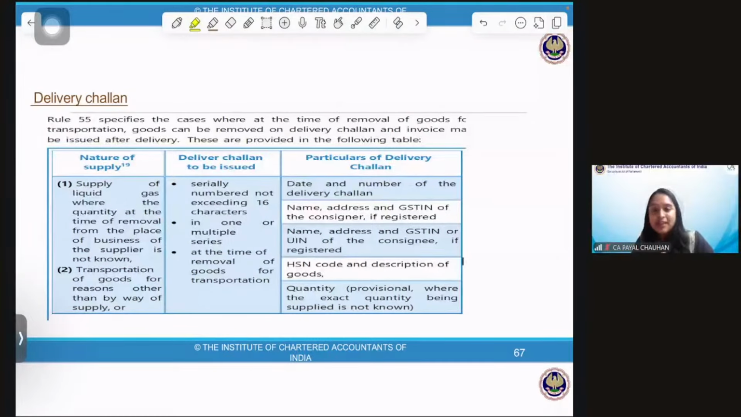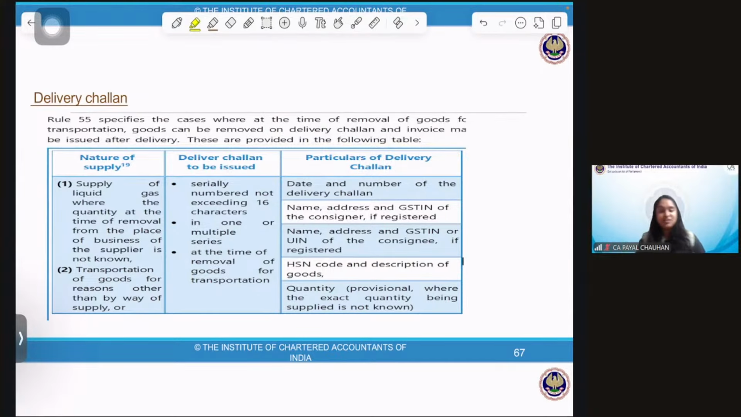Now we'll do delivery challans. First of all, I'll ask and then we'll proceed. I am sending my artwork to art galleries. I already discussed this also. I'm sending my artwork to art galleries for the purpose of display. Is this a sale?